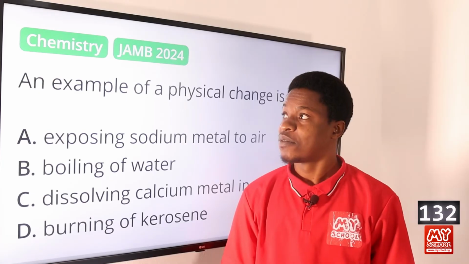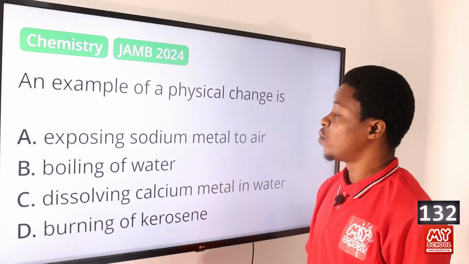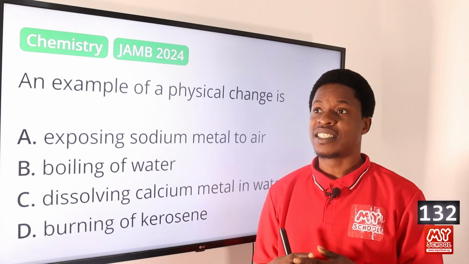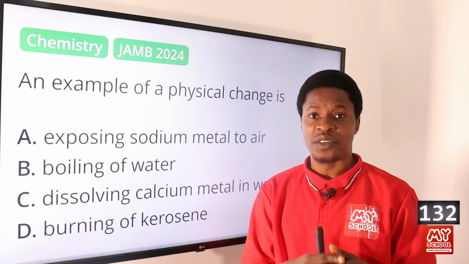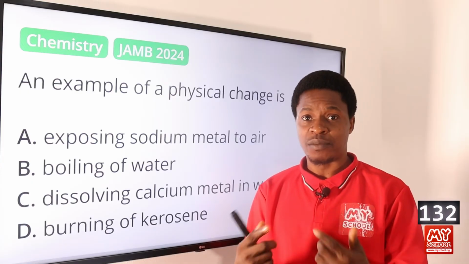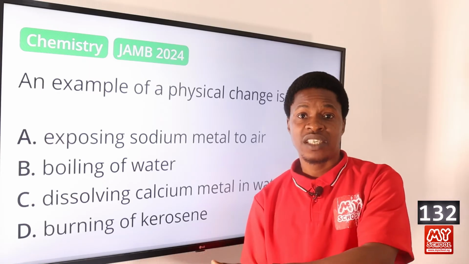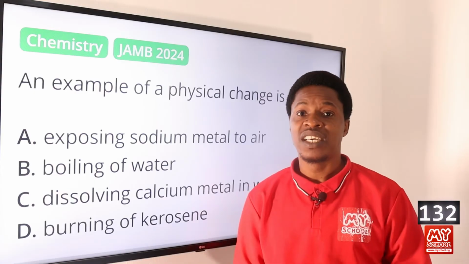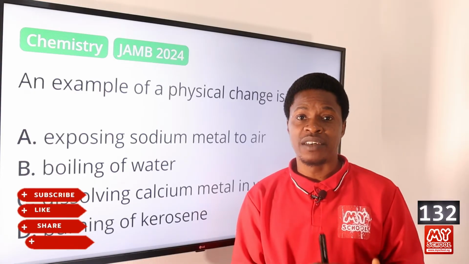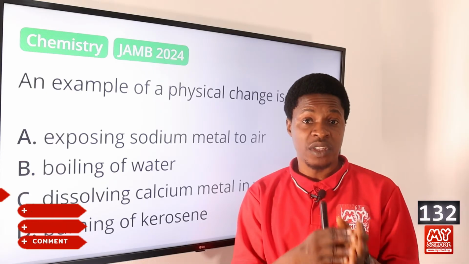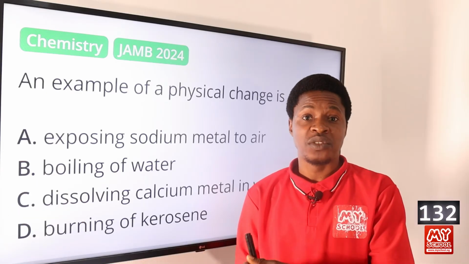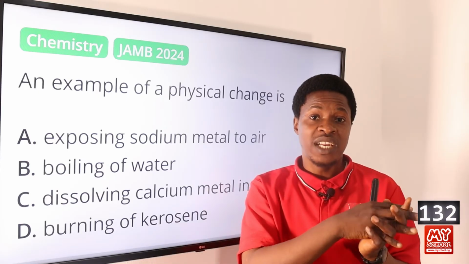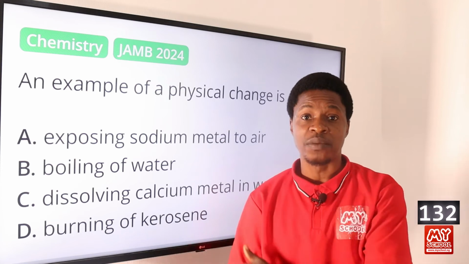Question 132. An example of a physical change is. Don't forget that a physical change is a change where the reactants usually are reversible. Whatever product is formed can be reversed to form the initial reactant back. For instance, if you put your water in the freezer, it freezes and turns to ice. You can bring that ice back again to turn to ordinary liquid. That is a physical change because no new substance is formed.